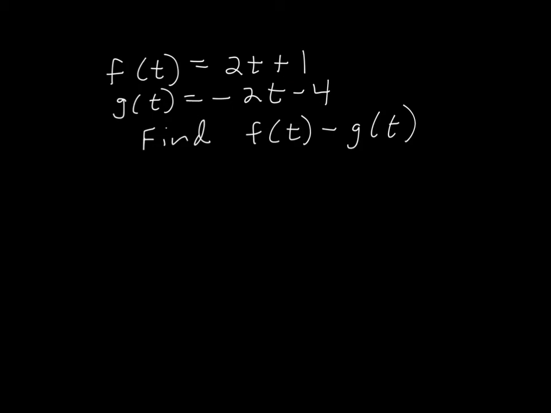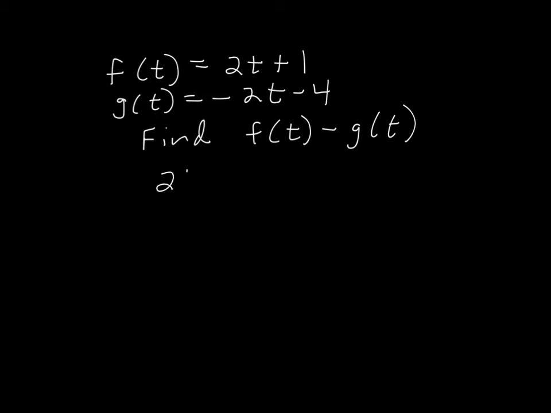So they give you the functions. Here's one, here's the other, and they want us in this case to subtract f of t minus g of t. We're not plugging any numbers in. We're not even changing anything, we're just leaving it all as t, f of t, g of t. But we are going to subtract these two hunks of stuff. So that's going to look like this.